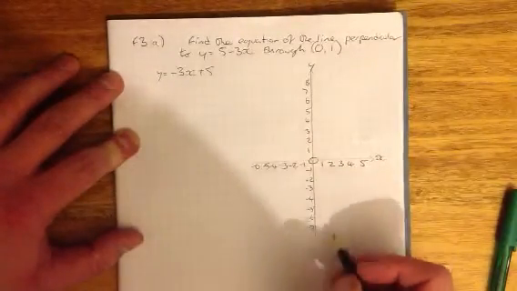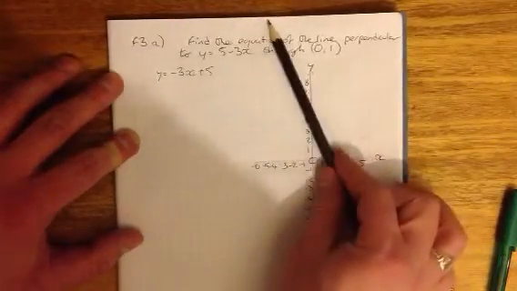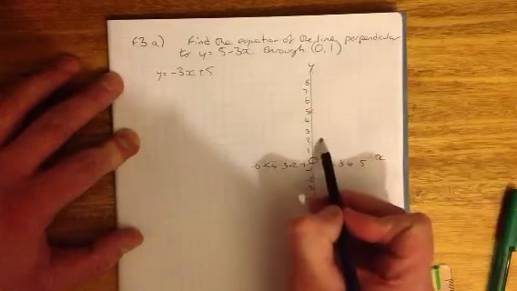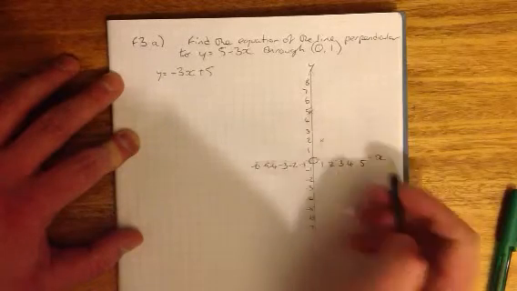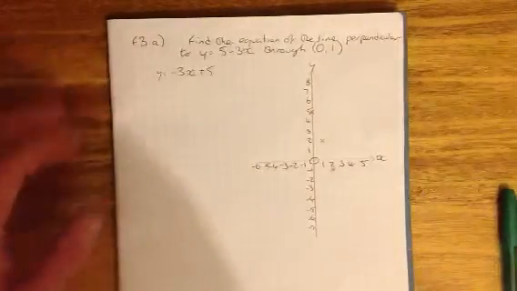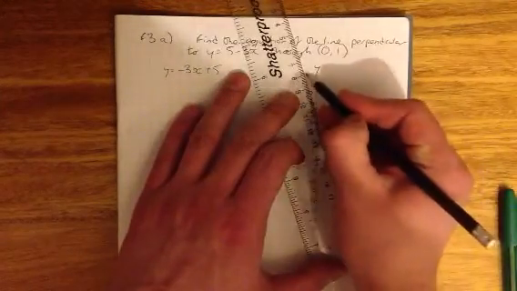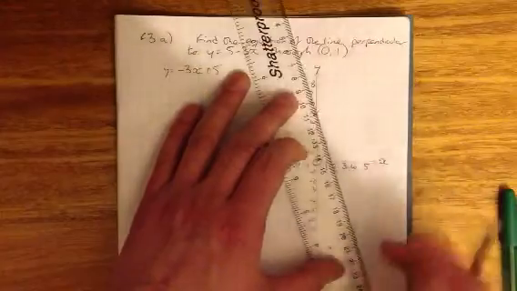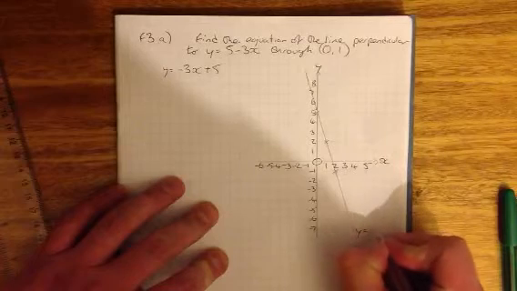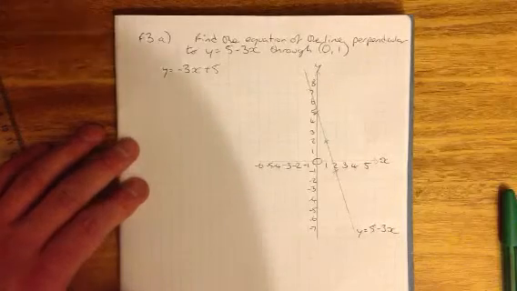So y equals minus 3x plus 5 will cross the y-axis at 5. It's negatively sloping, so it's going to slope this way. And the gradient is minus 3. So for every square we move across to the right, the graph goes down 3. So that's going to be there. Okay, I'm happy with that. I'm just going to label that with the original equation we were given. So y equals 5 minus 3x.